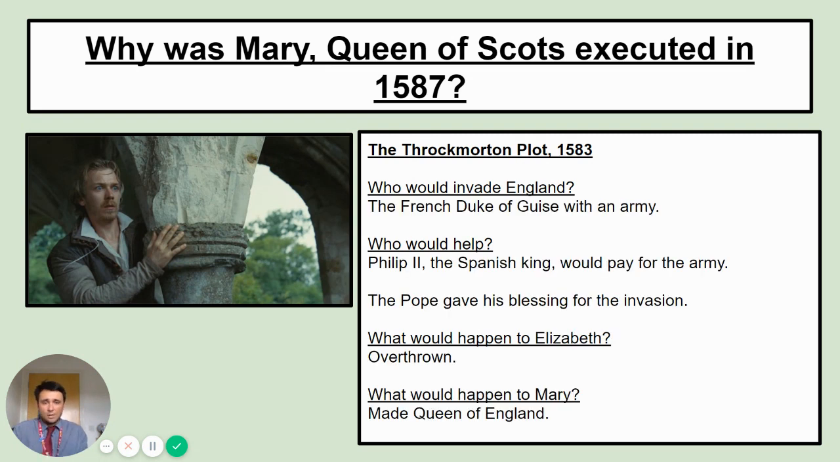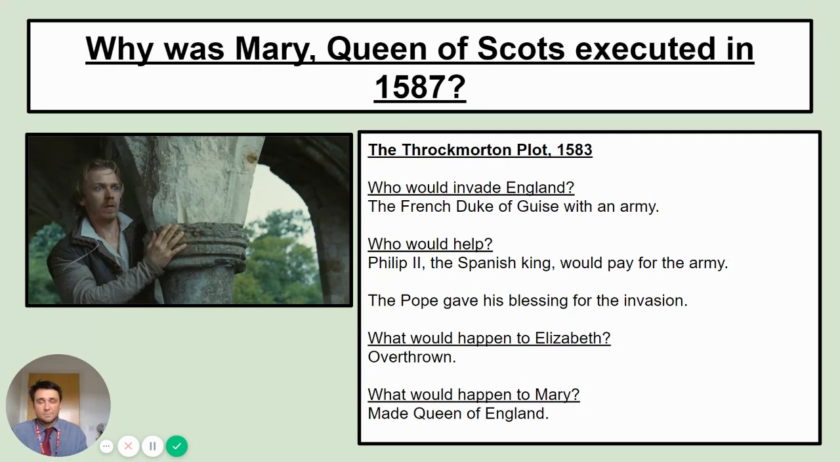Okay. Well, hopefully you've remembered some details here. First of all, who would invade England? The French Duke of Guise, a relation of Mary, Queen of Scots, and he would invade with an army. King Philip II of Spain would pay for that army. We're seeing France and Spain working together. And the Pope gave his blessing. The Catholic Pope said Protestant Elizabeth had to go. He encouraged people to get rid of her.